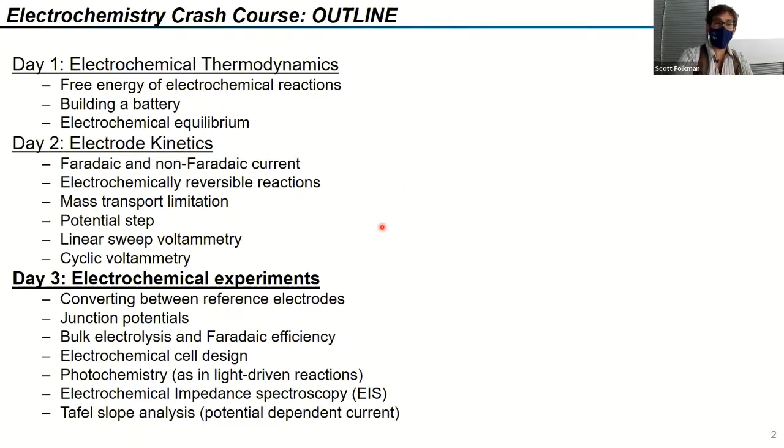The special topics that we will discuss today are converting between reference electrodes, junction potentials, bulk electrolysis and Faradaic efficiency, the design of electrochemical cells, photoelectrochemistry, electrochemical impedance spectroscopy, and lastly, we'll quickly go through potential-dependent current and the analysis of Tafel slope.